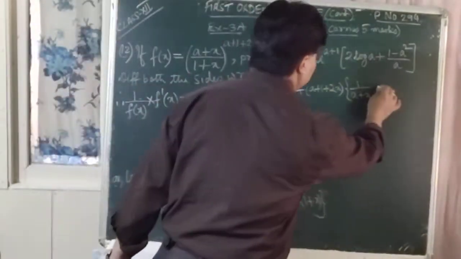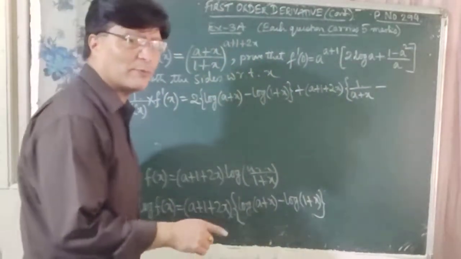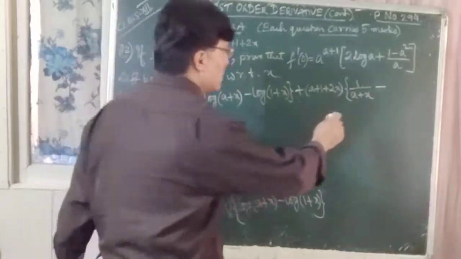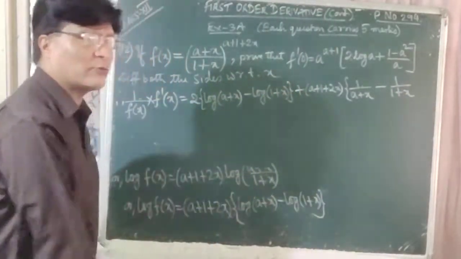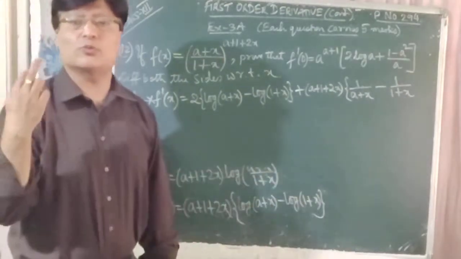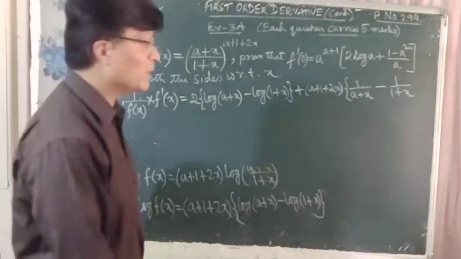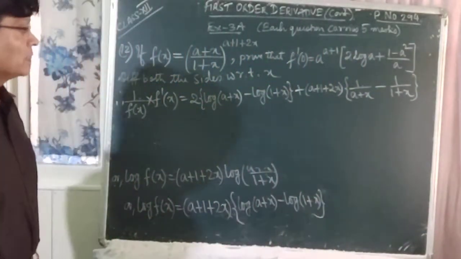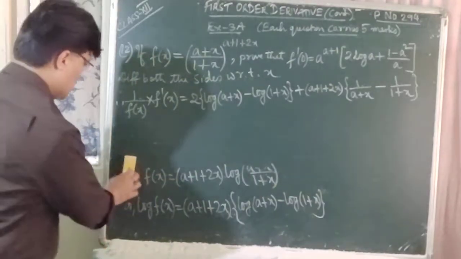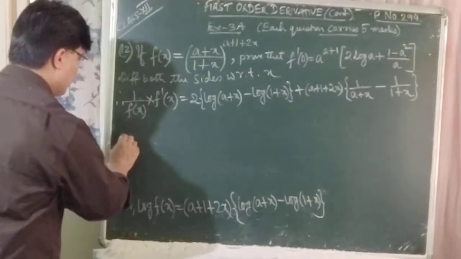So minus. Then differentiate log of 1 plus x. What is the differentiation of log of 1 plus x? It is again 1 upon 1 plus x. Again differentiate 1 plus x with respect to x. That is always 1, right? Into 1. So we get 1 upon 1 plus x. So here second bracket is closed. Is that clear now?